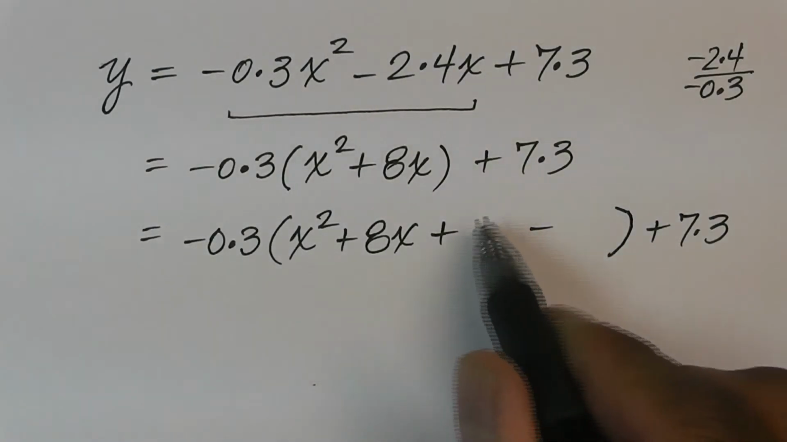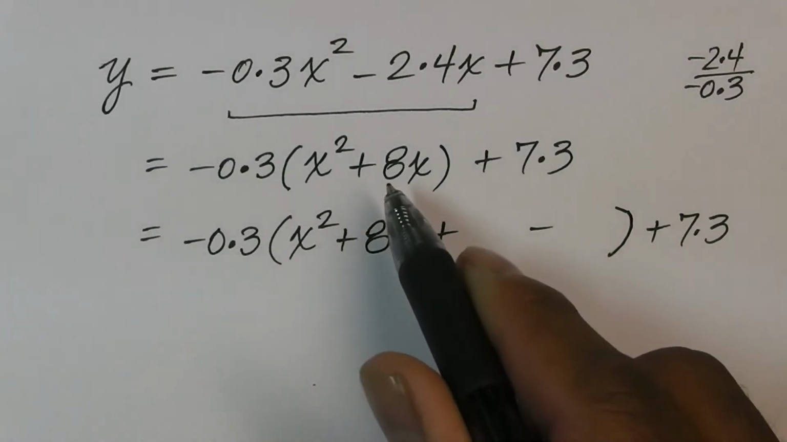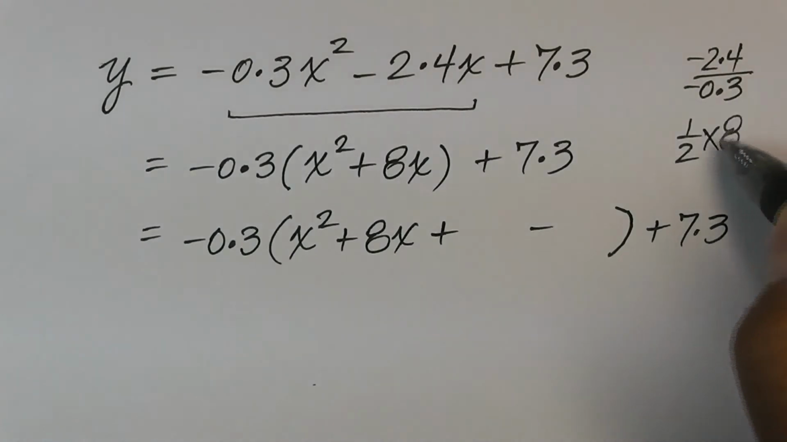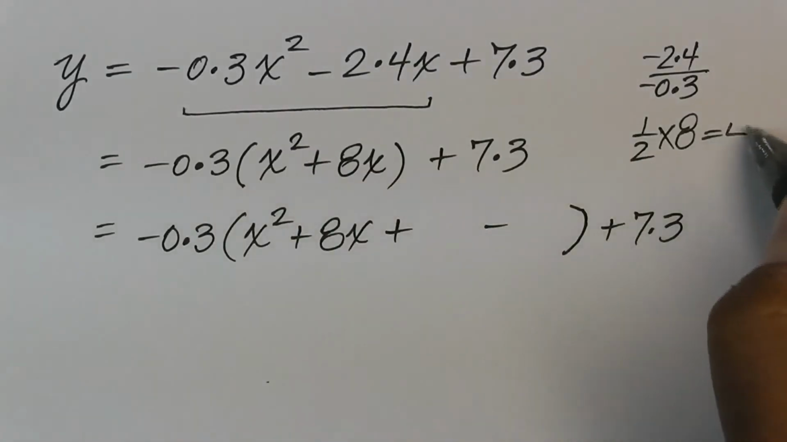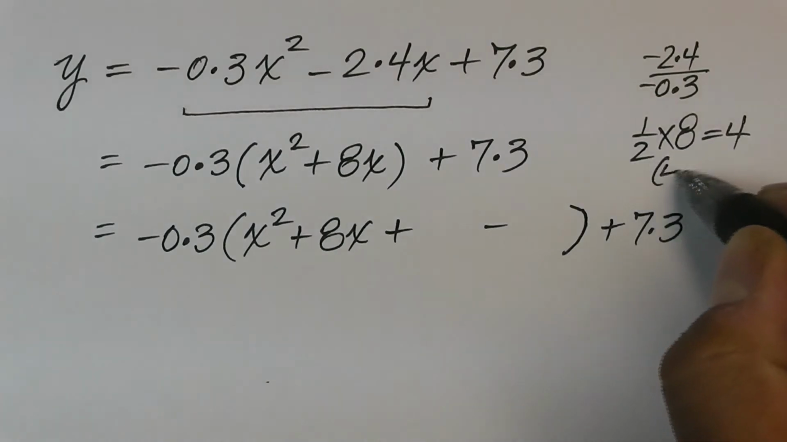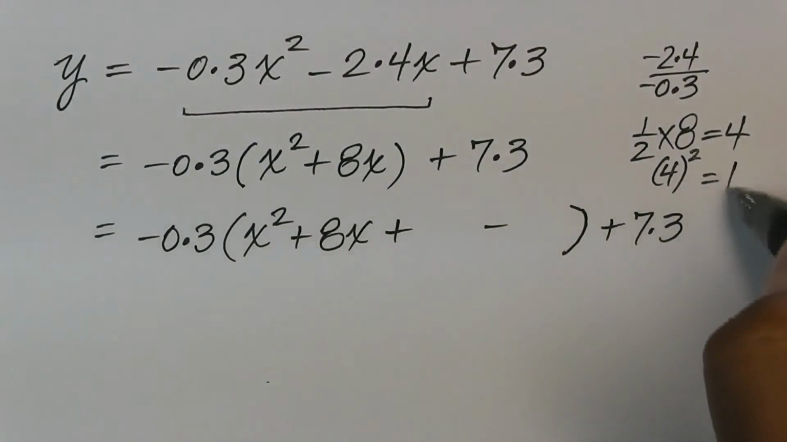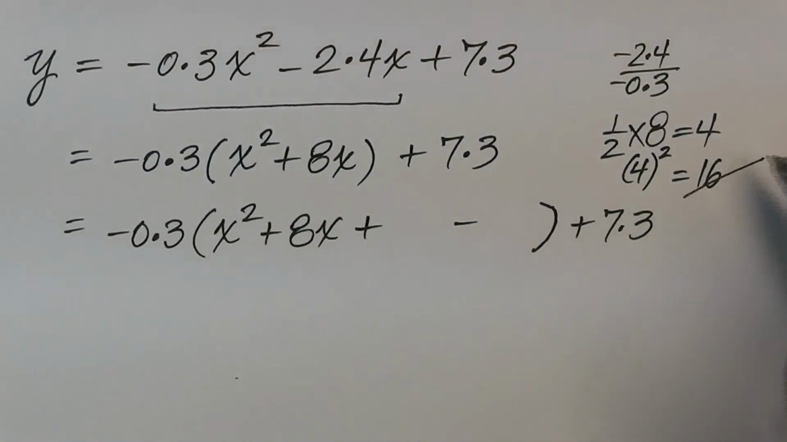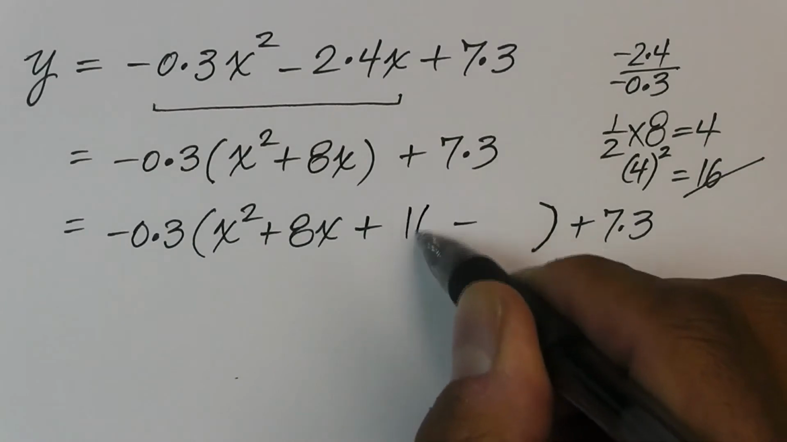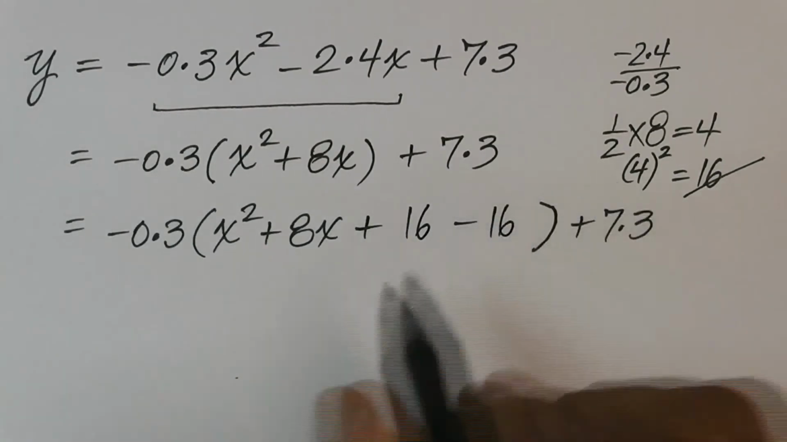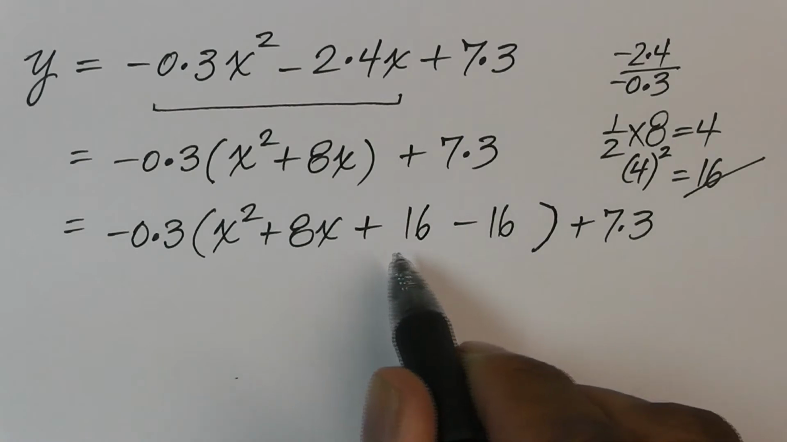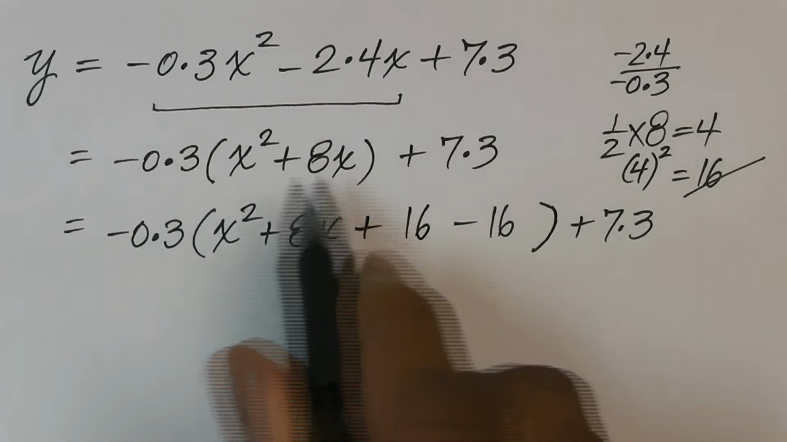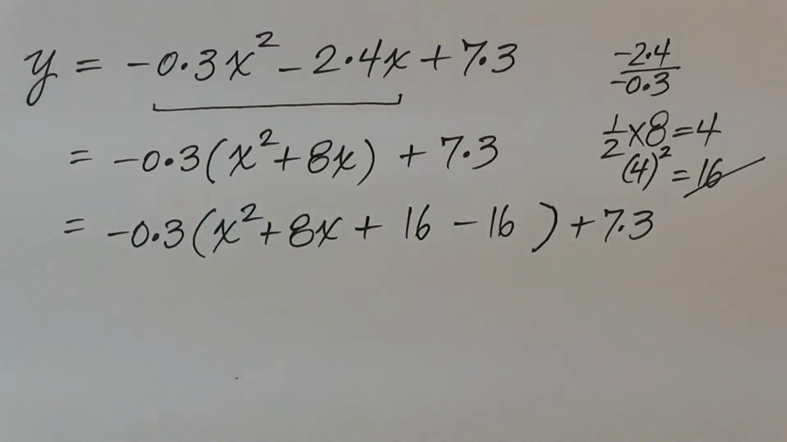And the question is, what is that number that gets added and subtracted? So you take this 8 and you do 1 over 2 times 8. That's going to give you 4. Then you take 4 and you square that. That's going to give you 16. So 16 gets added and subtracted. By adding and subtracting it, the result is like adding 0. So we're not really changing that, we're just changing the way it looks.